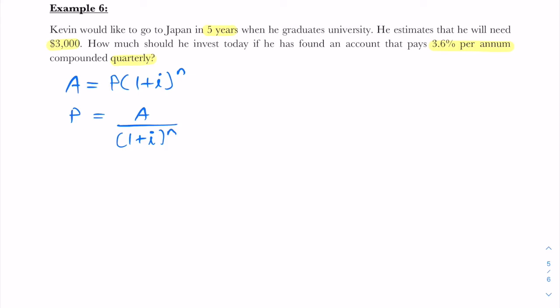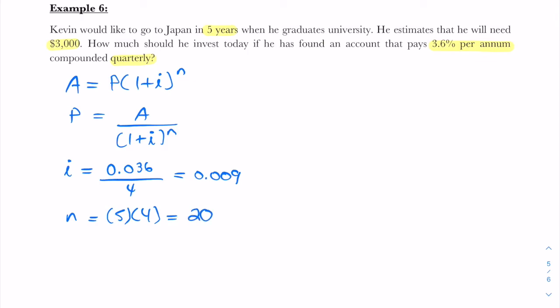As before, let's do some side work. The interest is the annual interest of 3.6% divided by 4 because it's compounded quarterly. This will give you 0.009. And the number of compounding periods would be 5 years multiplied by 4 times per year. That gives you 20. And with that being said, we're all set.